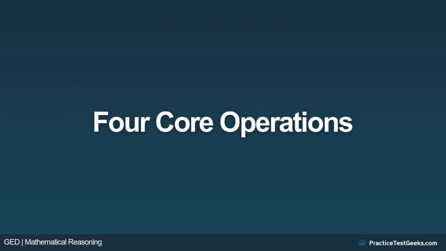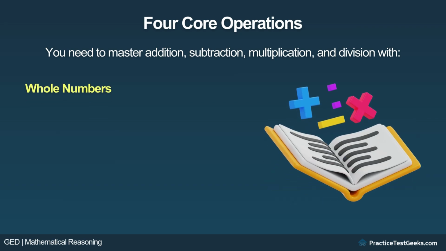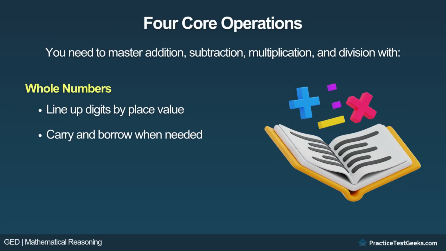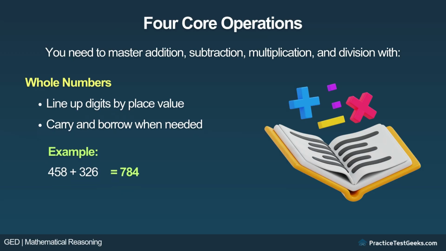To succeed on the GED math test, you need to master the 4 basic operations: addition, subtraction, multiplication, and division. Let's break it down by number type. Whole numbers. Start by lining up the digits by place value. Remember to carry in addition and borrow in subtraction when necessary. Example: 458 plus 326 equals 784.